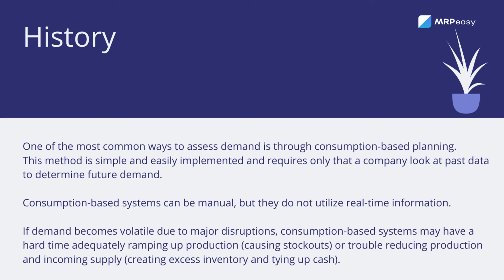One of the most common ways to assess demand is through consumption-based planning. This method is simple and easily implemented and requires only that a company look at past data to determine future demand. Consumption-based systems can be manual, but they do not utilize real-time information. If demand becomes volatile due to major disruptions, consumption-based systems may have a hard time adequately ramping up production, causing stockouts, or trouble reducing production and incoming supply, creating excess inventory and tying up cash.